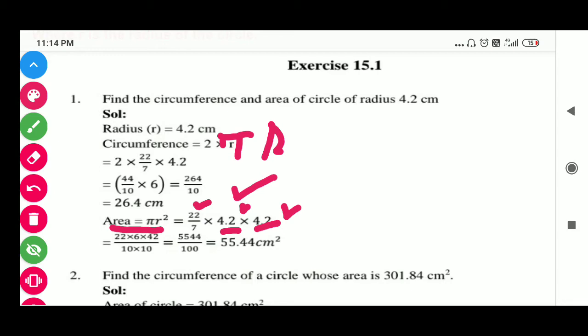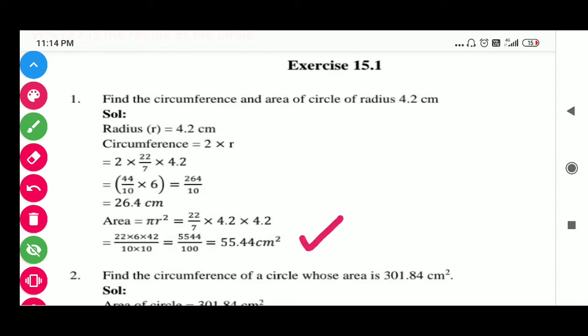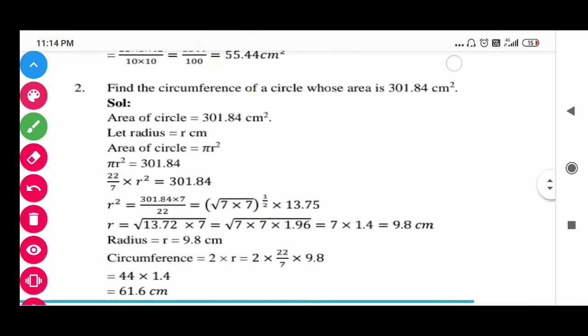5544 over 100. In this way answer becomes 55.44 square centimeter, because here we have 100 in the denominator, then we place decimal after two digits. So in this way our answer is 55.44 square centimeter. Now we have next question number 2.